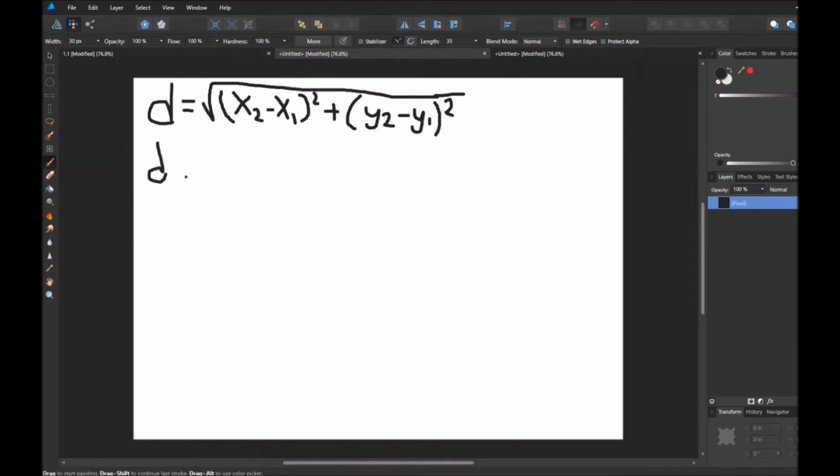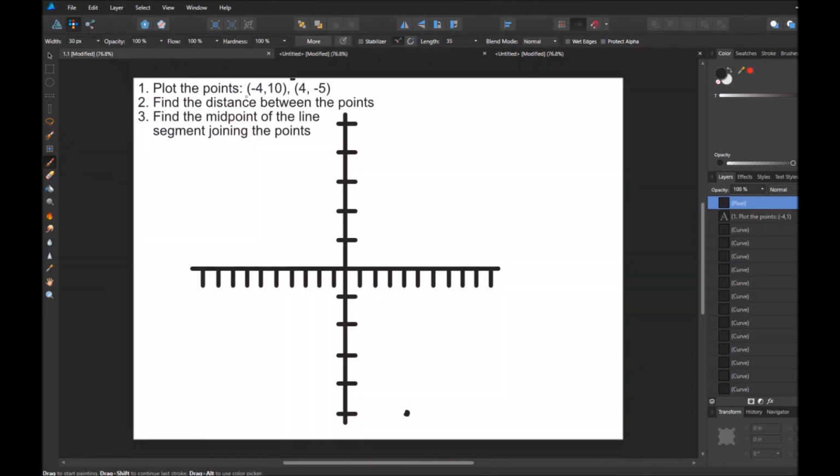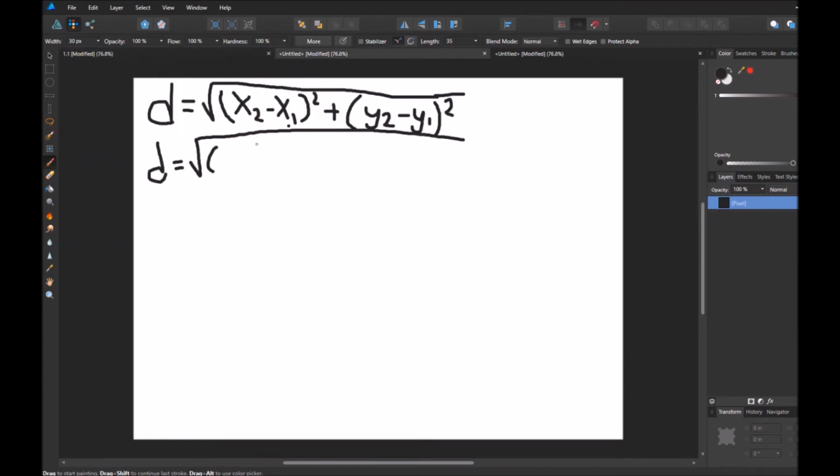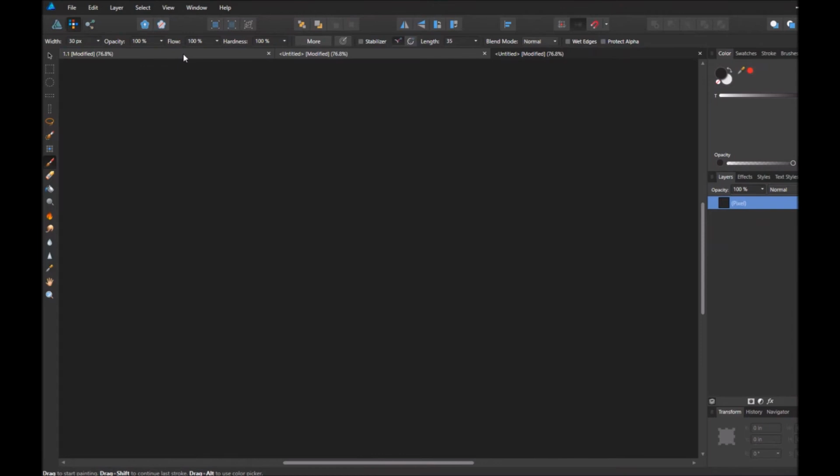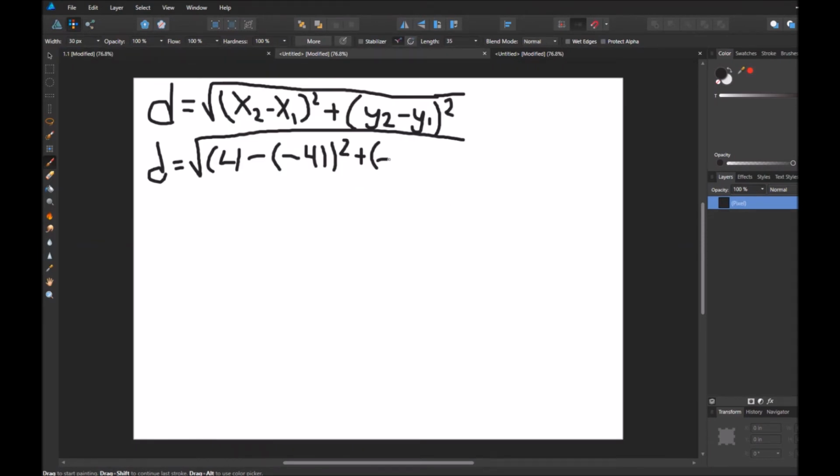Again, this is our distance formula. If you don't remember it, it would be good just to memorize it. Just keep writing it down and getting that repetition in there so that you will be able to memorize it. So our x2 value is 4, and our x1 value is -4. So we have 4 minus -4 squared plus our y2 value, which is -5, I believe, minus 10, and that's going to be squared.